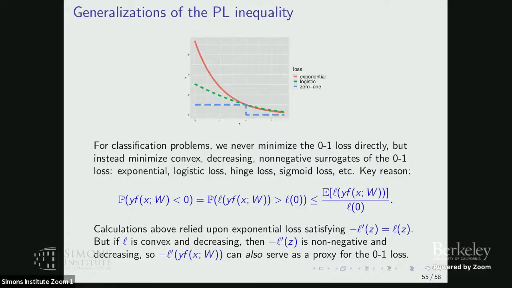But we could also be using the logistic loss, the hinge loss, sigmoid loss. Well, this is not convex, but in general, any loss function that is non-negative and decreasing is itself a surrogate for the 0, 1 loss.